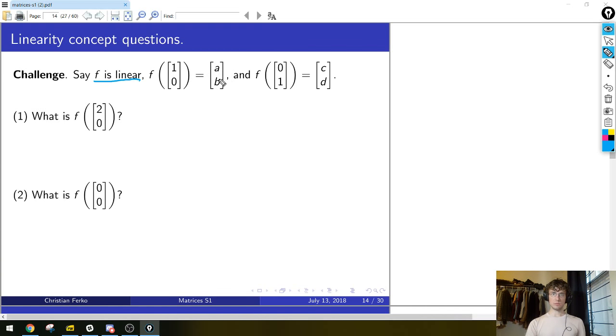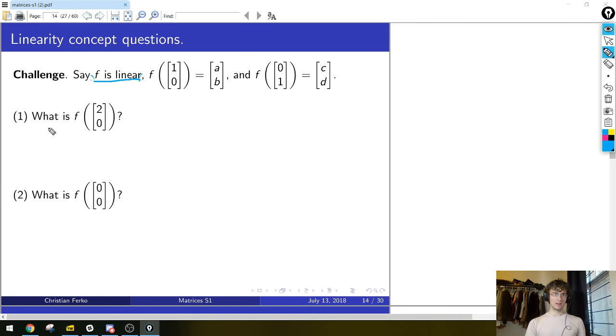You assume that these are two known quantities, a and b, so these can appear in your answer. So you know this. I also tell you f applied to (0, 1) is this other vector (c, d). Again, these are known, so they can appear in your answer. And now you have to use these two pieces of data and the linearity rules to figure out what is the output of f applied to other inputs.